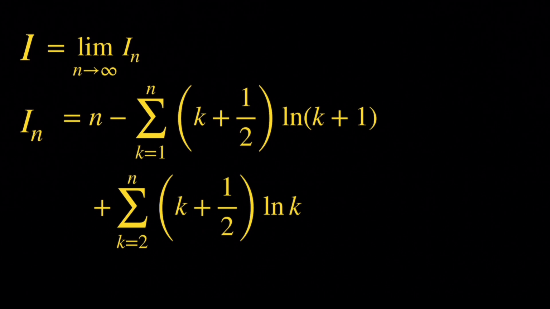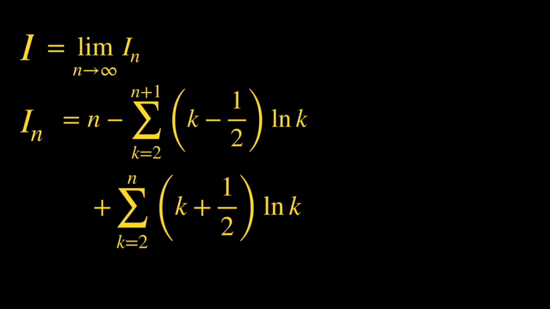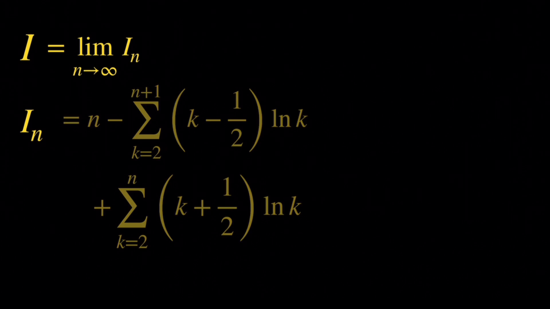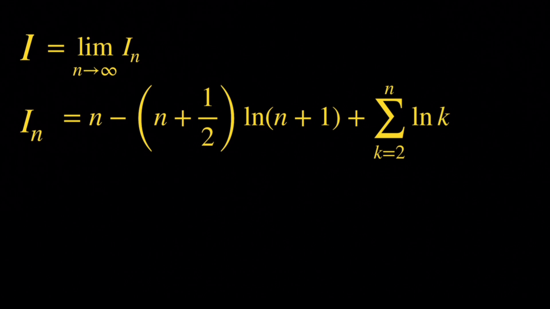Now we want to rewrite the first sum by replacing k plus 1 with k. If we do that, we're going to get the sum as k goes from 2 to n plus 1 of k minus 1 half times natural log of k. Now if we combine the two sums, we're going to have I sub n equals n minus n plus 1 half times natural log of n plus 1, plus the sum as k goes from 2 to n of log of k. Now we have the sum of logarithms.